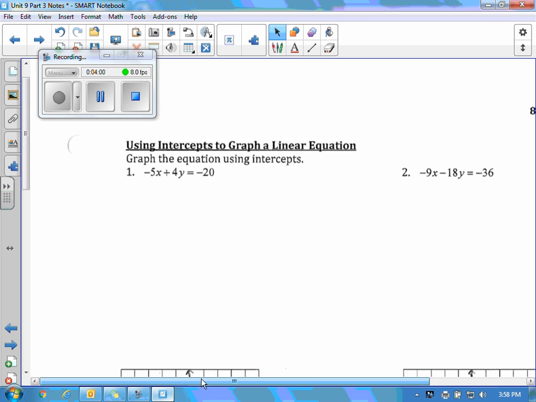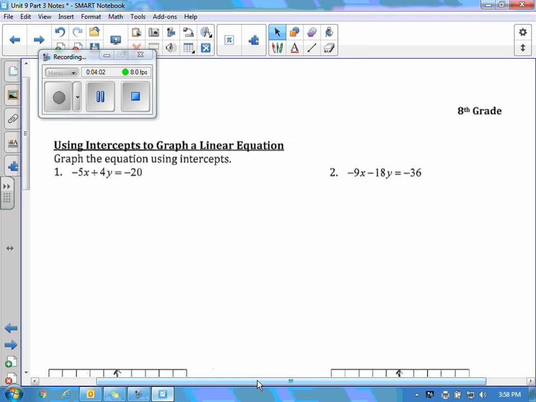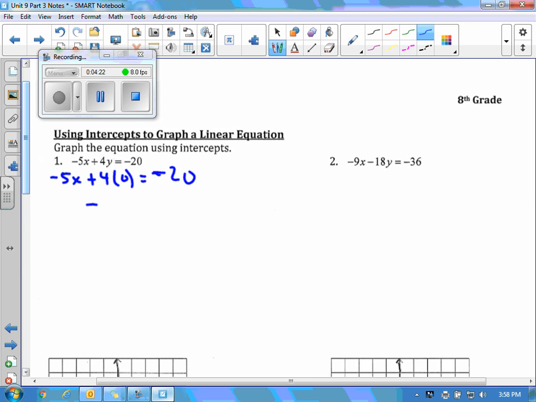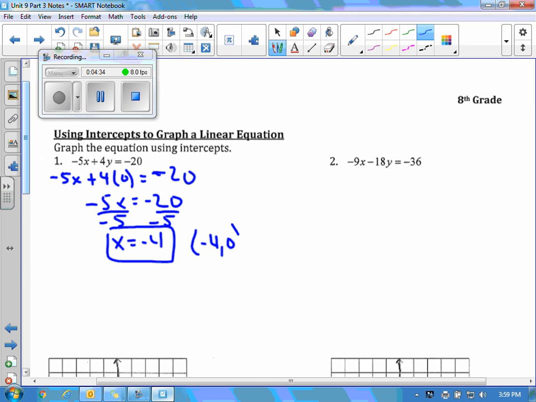On the back side, it says using intercepts to graph a linear equation. In part 2, we graphed a linear equation by making a table of values. Now we're going to use our intercepts to graph it. So the first thing I need to do is find my x and y intercepts. To find my x-intercept, I make y 0. So that's going to give me -5x equals -20. Then I divide both sides by -5 and get x equals -4, which means that my x-intercept is at -4, 0.